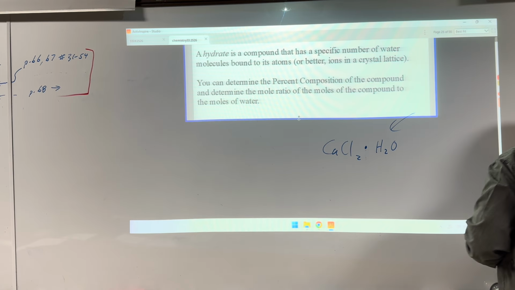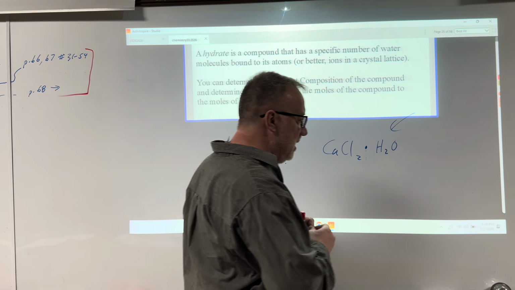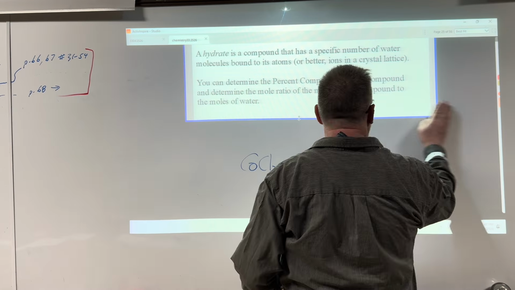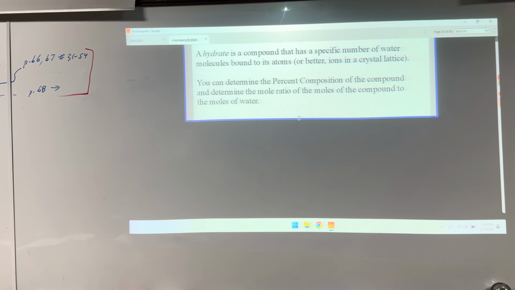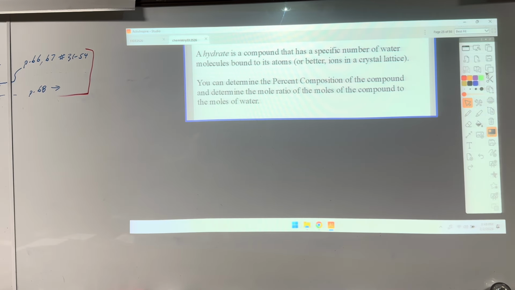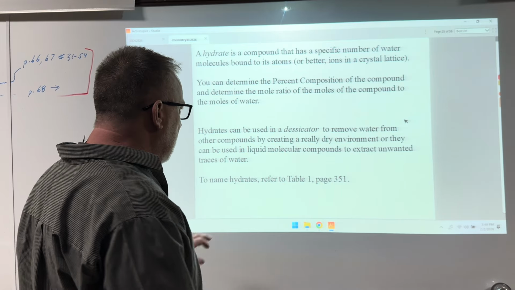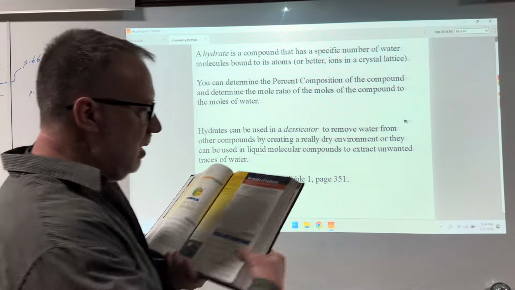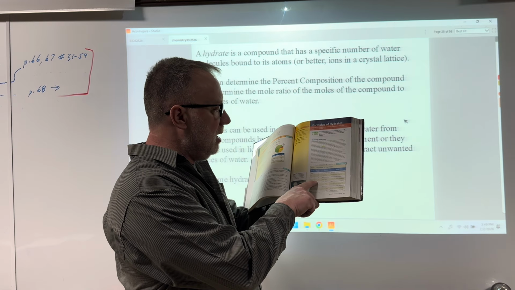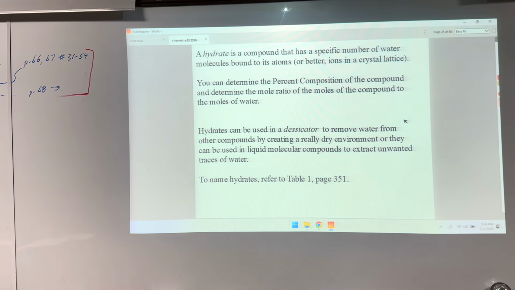So the other one is cobalt 2 chloride. I think it's cobalt 2 chloride dot, I forget how many waters are on that. I want to say 7, but I'm not sure. Can't remember if it's 7 or 2. Okay, so we want to know the percent composition of a compound. To name the hydrates, refer to table 1, page 351. It's right here. Mono, di, tri, tetra, penta, hexa, hepta, octa. Okay, so that's what's going on with those hydrates.